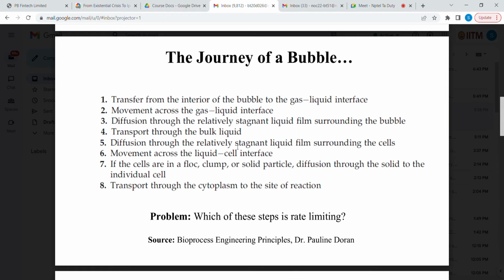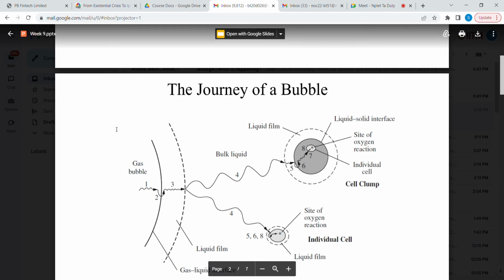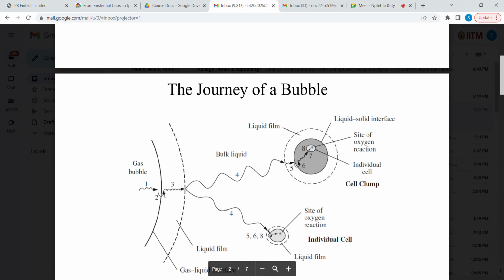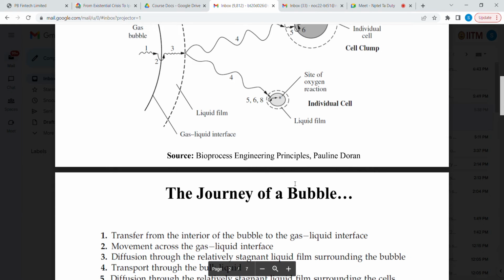Which of these steps is rate limiting? We have seen all these steps: the traversal from the gas through the gas-liquid interface, and through the stationary or near stationary liquid film and into the bulk fluid. So which is the most important rate limiting step of this reaction? Think about it. That is one thing.